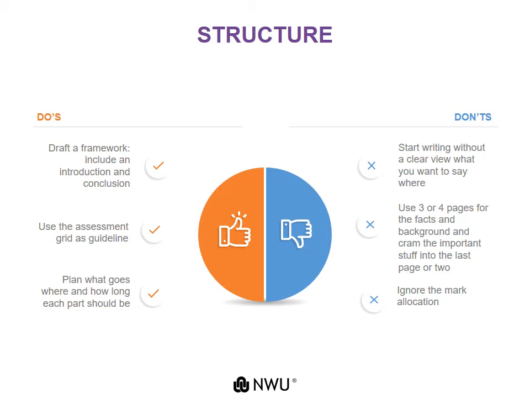Plan what goes where. Don't start writing without an idea where you're going. You need to figure out first what you want to say and where you want to say it. Please don't use 3 or 4 pages to give a detailed account of the facts and the background and go into all sorts of irrelevant issues and try to cram the entire limitation inquiry and its evaluation into the last page or 2. So, getting back, don't ignore the mark allocation. Have a look at what is required and how the marks will be allocated.